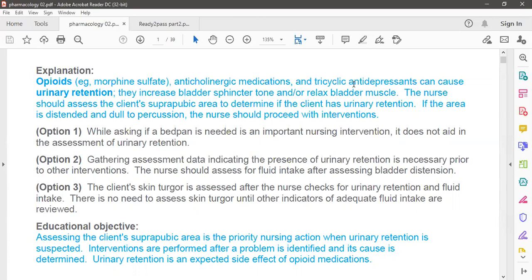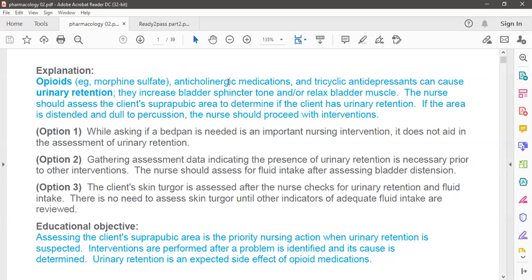Let me share something with you. Opioid is a group of drugs. Morphine is one of the members. Other members are codeine, meperidine, hydrocodone, or oxycodone.